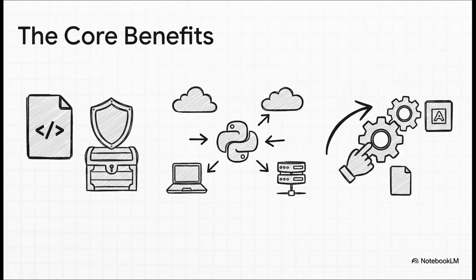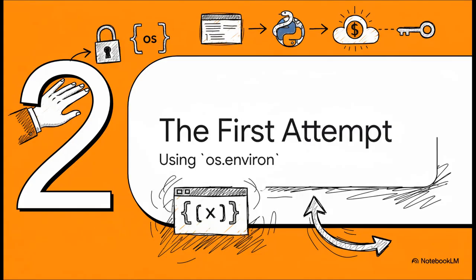And this approach gives us some huge benefits. The big one, of course, is security. Your secrets are never, ever in your source code. Then there's portability. The exact same code can run on your laptop, on a staging server, and in production. The only thing that changes is the sticky note, the environment variable, on each machine. And finally, it's super flexible. Need to update an API key? You just change the environment variable. No need to touch or redeploy your code at all. It's a game changer.